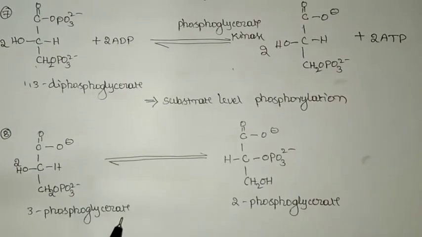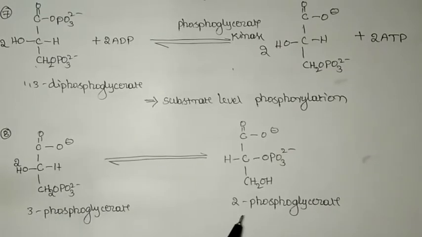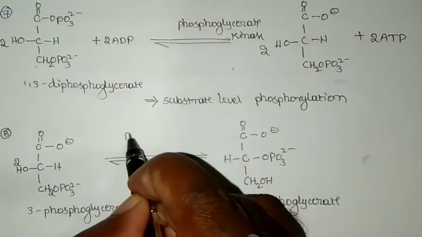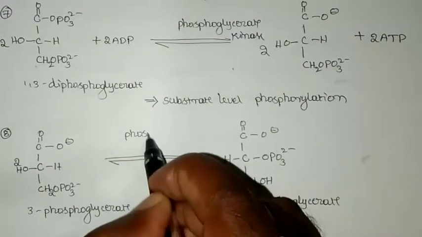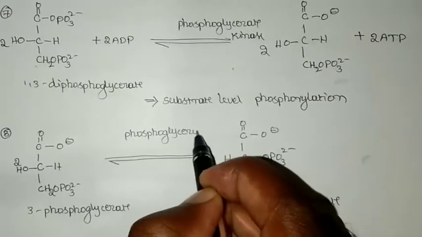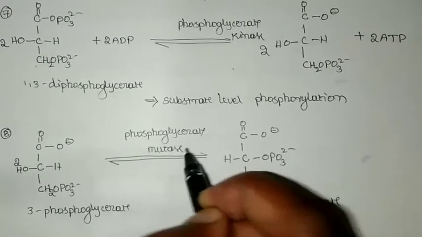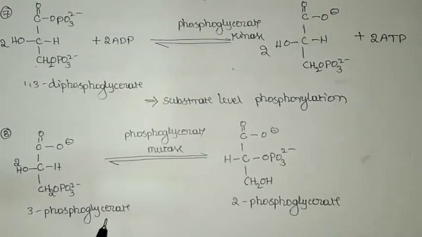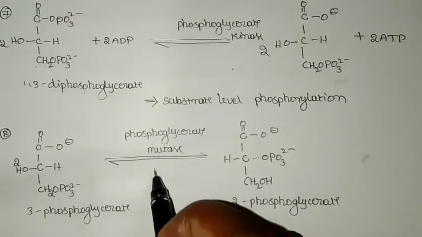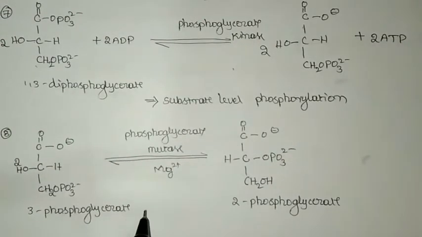So 3-phosphoglycerate has undergone some kind of mutation so as to produce 2-phosphoglycerate. The enzyme should be phosphoglycerate mutase. This is the enzyme that actually causes conversion of 3-phosphoglycerate into 2-phosphoglycerate, and the reaction occurs in the presence of the activator Mg2+.